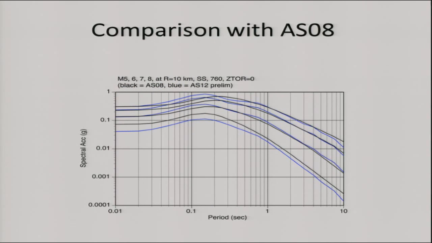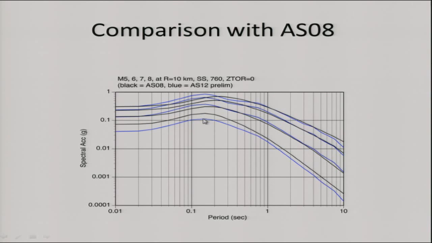Then I have just a couple of these with the old model and the new. So the black is the old model. The blue is the new model. So this is for magnitudes 5, 6, 7, and 8. For 760 meters per second and surface rupture. So at long periods, there's almost no change in the model. Okay, it's very similar out here in the median. This is also at 10 kilometers away.